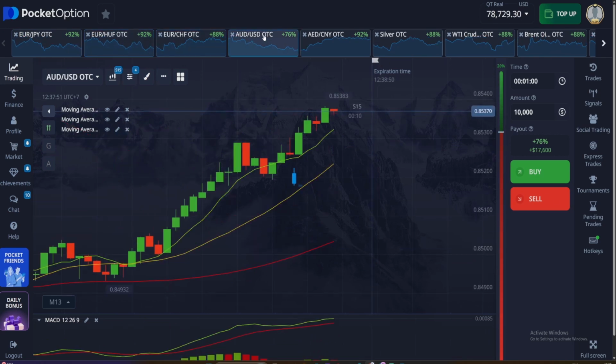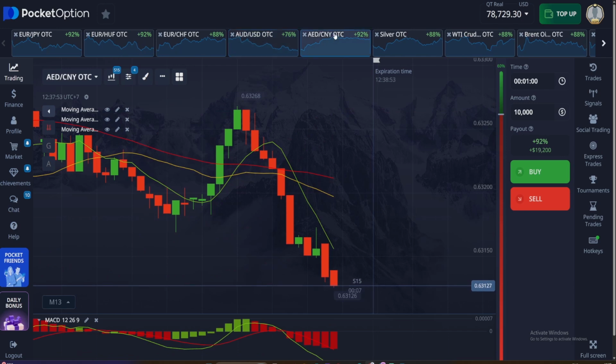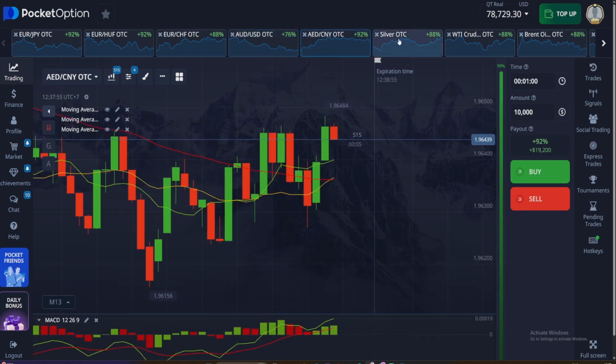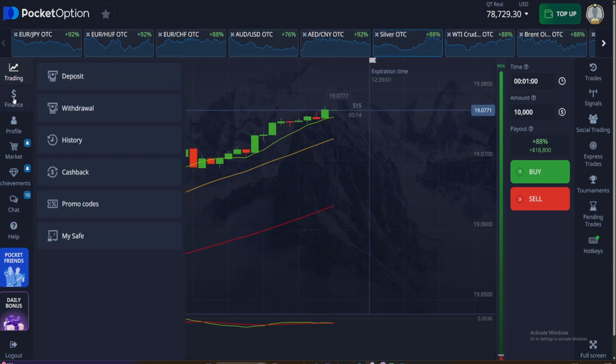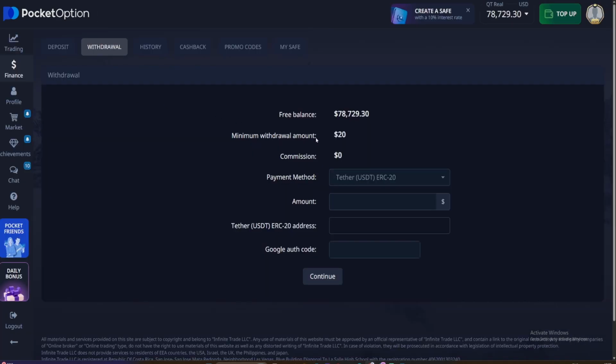Okay guys, it looks like the market is starting to get volatile right now, and the price movements are becoming harder to predict. Rather than forcing new trades and risking losses, I've decided to stop trading for now. So I'm going to pause my trading session, and I'll also be withdrawing my profits to make sure my gains are completely safe. Okay guys, right now I'm going to try withdrawing just $70,000.